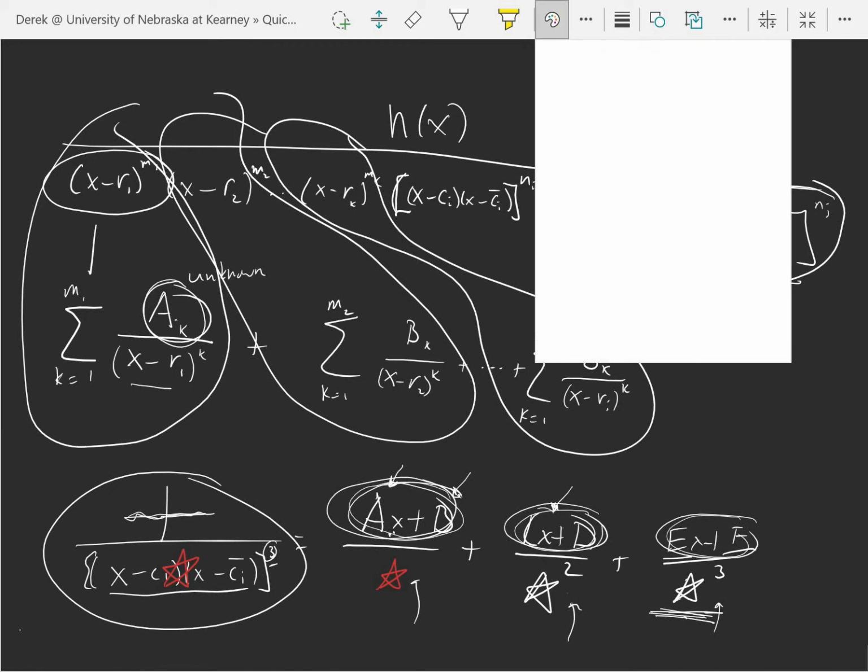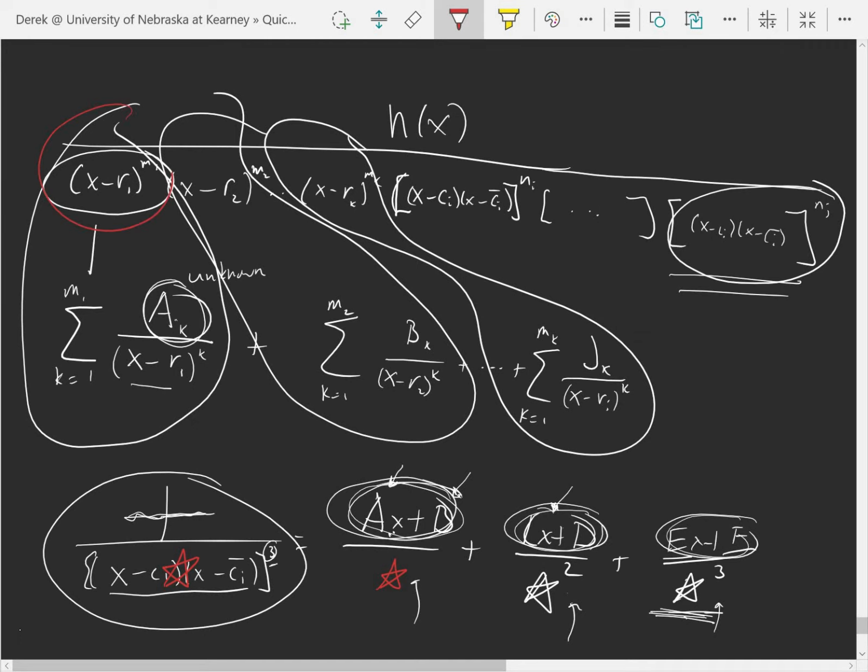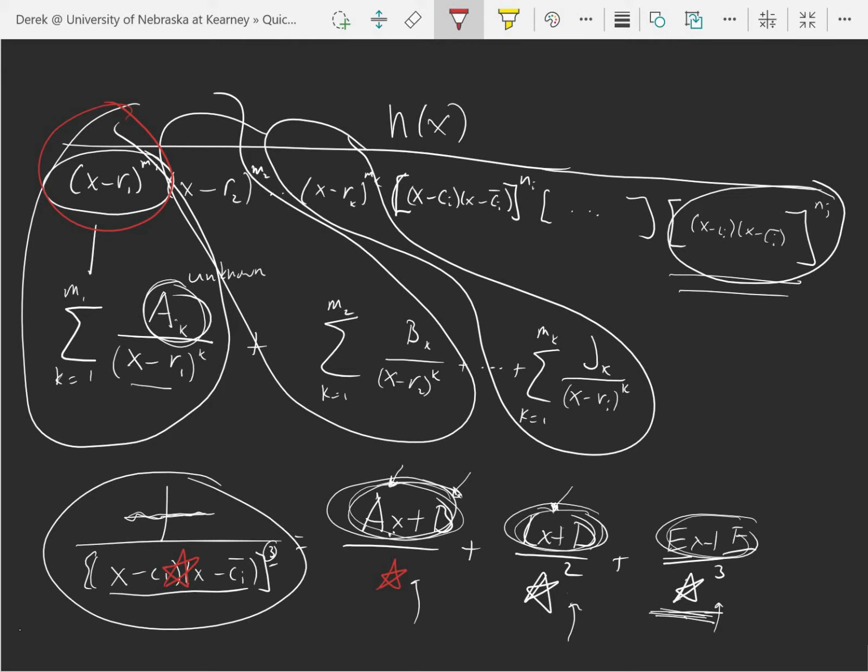Right? This piece here can have up to degree m1. Well, I have degree 0s all throughout, but when I create this proper fraction, or when I create the common denominator, I have to multiply each of these degree 0 pieces by some number of x minus r1s. And that's going to give you all those extra degree pieces. Okay.